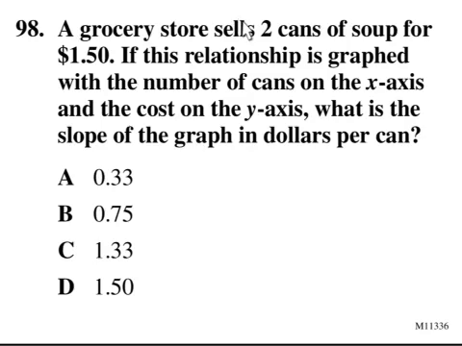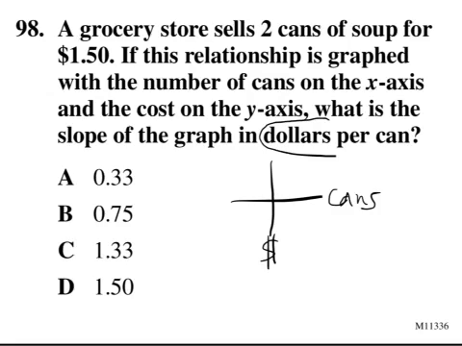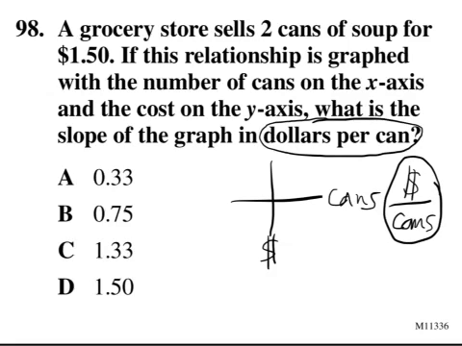A grocery sells 2 cans of soup for $1.50. If the relationship is graphed with the number of cans on the x-axis and the cost on the y-axis, what is the slope of the graph in dollars per can? Now you could do all this work and go, okay, this is my x-axis would be the cans, and this would be my cost. All right, but I think it's easier than that. Do you see this statement right here? Dollars per cans. That's the key. I'm doing a fraction, dollars per cans.